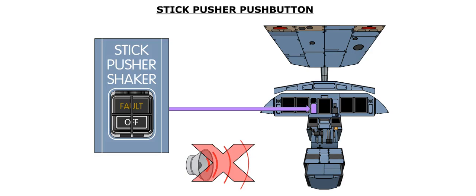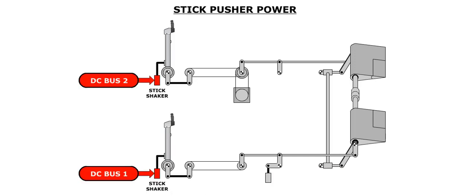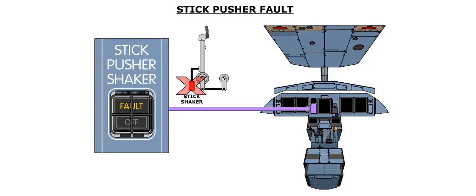The stick pusher push button, on the center part of the flight instruments panel, controls the operation of the stick pusher system. When the push button is in the off position, the stick pusher and stick shaker systems are deactivated. This will also disable the stall warning audio alert. Power for the stick pusher system is supplied by DC bus 1. The stick pusher actuator is installed on the left control column only. The associated DC buses power the stick shakers. The fault light illuminates in the event of a failure of the stick pusher or stick shaker systems.